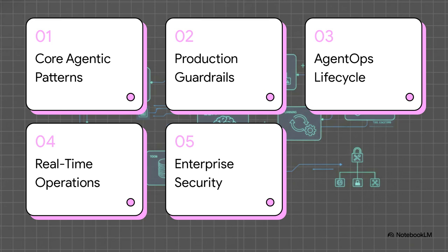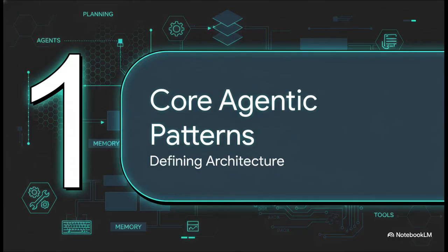We're going to start with core agentic design patterns, then move into building production guardrails, examine the automated agent ops lifecycle, discuss real-time production operations, and finally, we'll lock it all down by mitigating enterprise security risks. Let's kick things off with Section 1, Core Agentic Design Patterns.